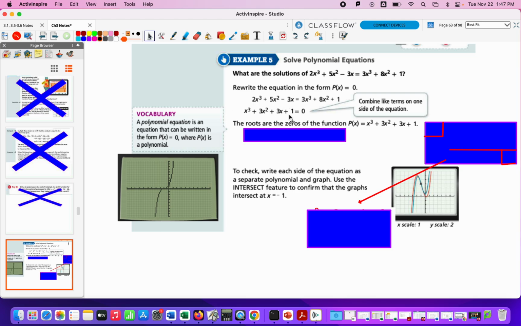Let's graph this right here. If you graph it, it looks like this. I'm looking for roots or zeros, or my x-intercepts. So I should see from the graph x equals -1. It crosses right here at -1.